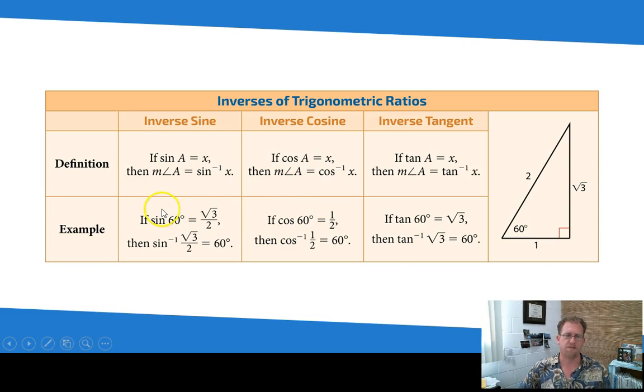Okay. Some examples here of this triangle. The sine of 60 degrees is radical 3 over 2, so the inverse sine of radical 3 over 2 is 60 degrees. So again, I have the ratio and I'm going to the angle. This table is in your book. Don't bother copying it down. But it will help you remember which way you're going.